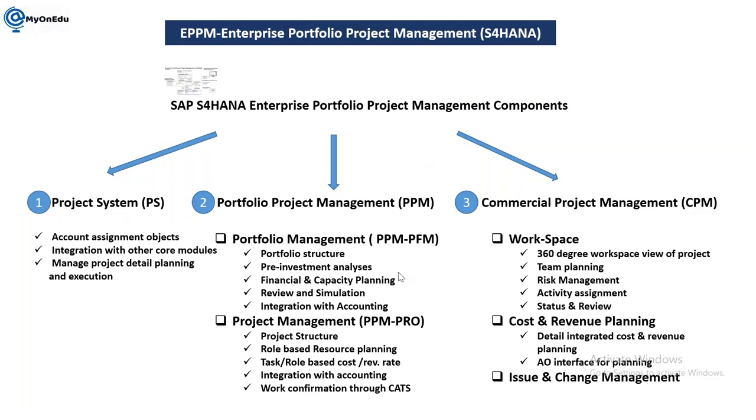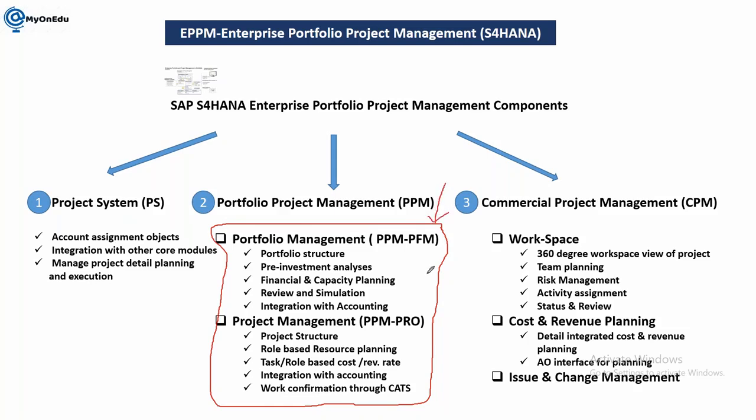Are you talking about portfolio project management or CPM? No, portfolio management. Under portfolio management, you're talking about integration with accounting. You said accounting can be integrated with other systems. When I say other systems, it is the SAP S/4HANA core's other modules, like internal order, where you're managing. But if you want to go with a third party, SAP has not given any standard solution.